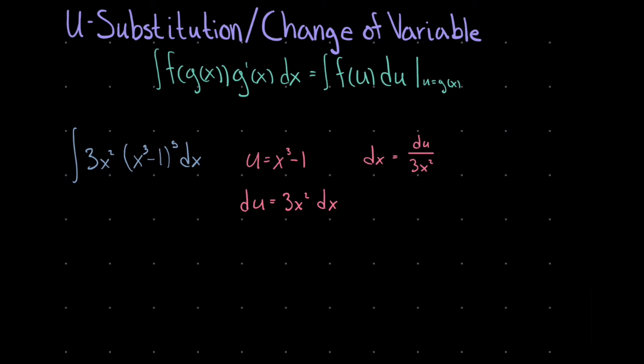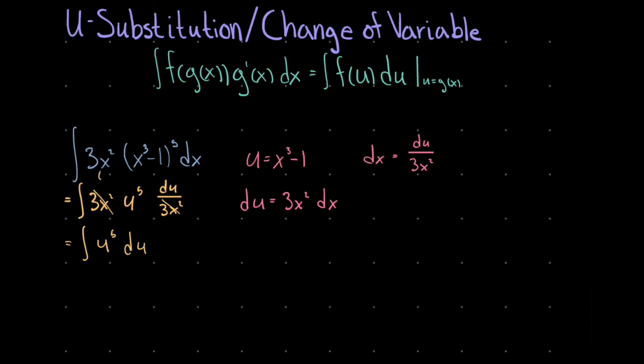Now we're going to make the u substitution. So this is equal to the integral; we'll keep this 3x squared here for now, and on the inside we have u to the power of 5, and dx becomes du over 3x squared. Notice how 3x squared and 3x squared cancel out very nicely. So this is equal to the integral of u to the 5th du. Now using the power rule, this is equal to u to the 6th over 6 plus some constant c, because this is an indefinite integral, so we can't forget our plus c.